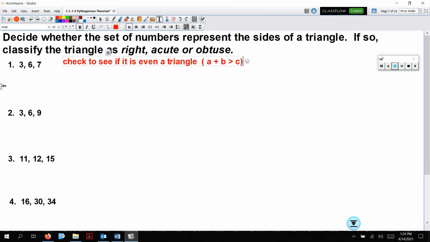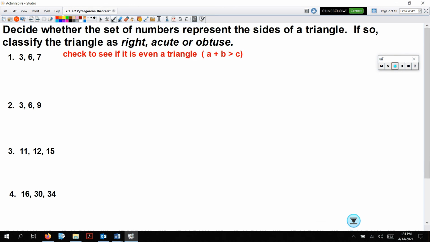Okay, and all these numbers, just for the sake of this activity, will be in ABC order. 3 plus 6, is that bigger than 7? Yeah, 9's bigger than 7. Now let's check to see if it is right, acute, or obtuse. So I'm going to take 7 squared. Like I said, they're in ABC order. So this is A, this is B, and this is C.